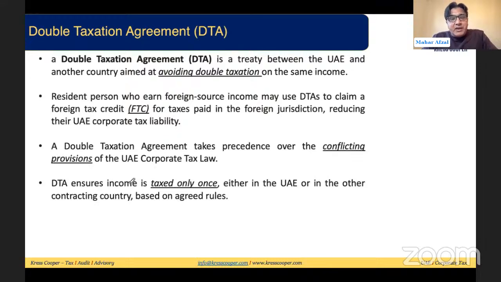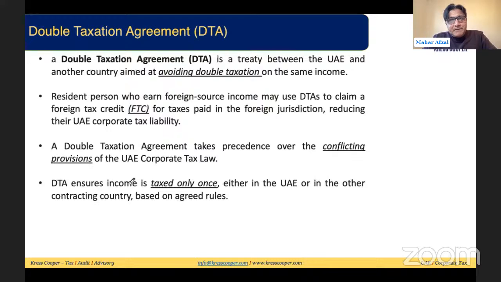Basically, wherever there is a conflict, wherever the provisions of the double tax treaty are inconsistent with the provisions of the law, the provisions of the double tax treaty will override the provisions of the law. I'm repeating, where there are conflicting provisions between the double tax treaty and the UAE tax law, the provisions of the double tax treaty will override the provisions of the law.